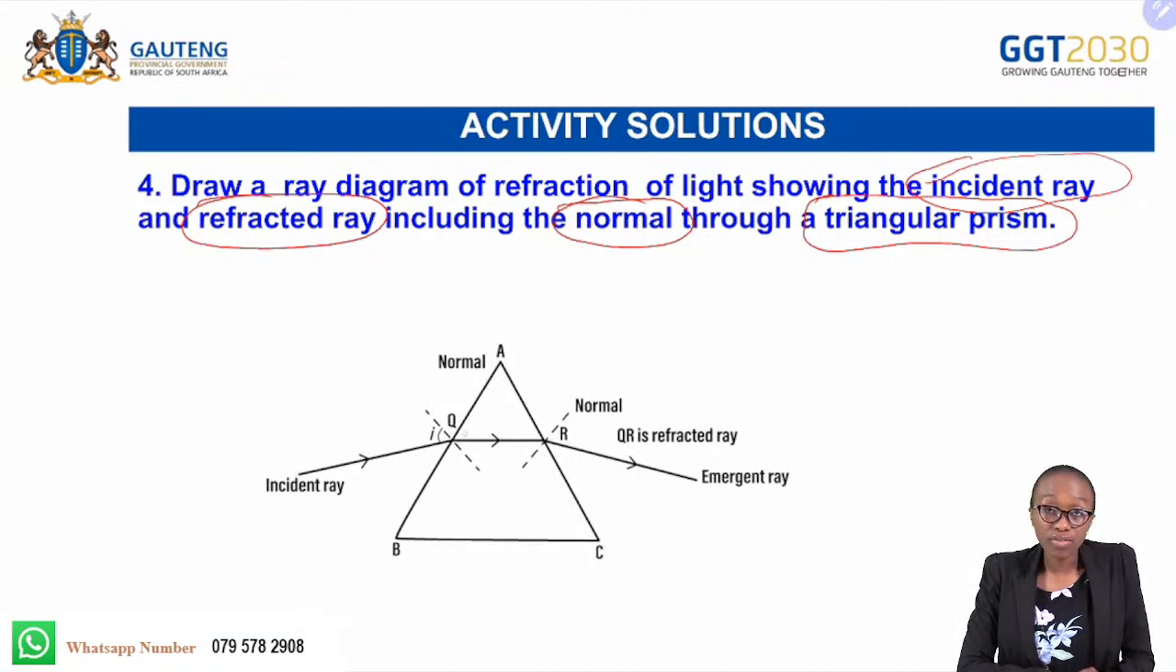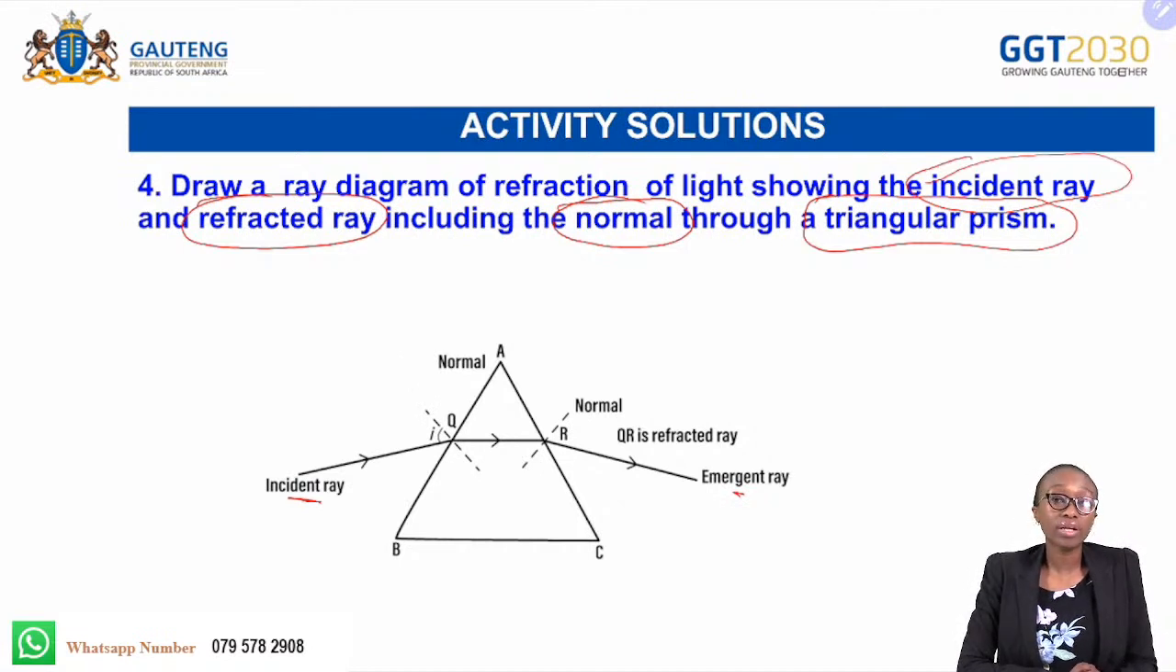Once it hits surface number one from the air, it hits surface number one of the prism, it bends, and then once it hits surface number two, it bends again. So you need to show that the ray was bending, and then make sure you label. You need to label, and then you need to show us the normal.